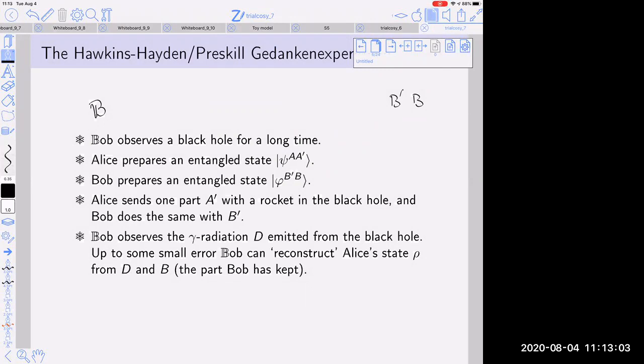Okay, I was just looking at that last point. Bob observes the gamma radiation D emitted from the black hole. Up to some small error, Bob can reconstruct the density matrix of Alice's A and A prime from D and B. That's the whole point, right? That's the whole point. Okay, good. Thank you, if I didn't read that fast enough before you went to the next slide.